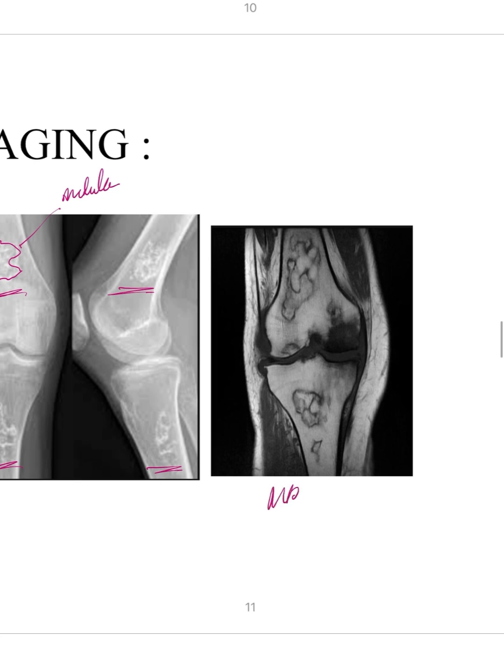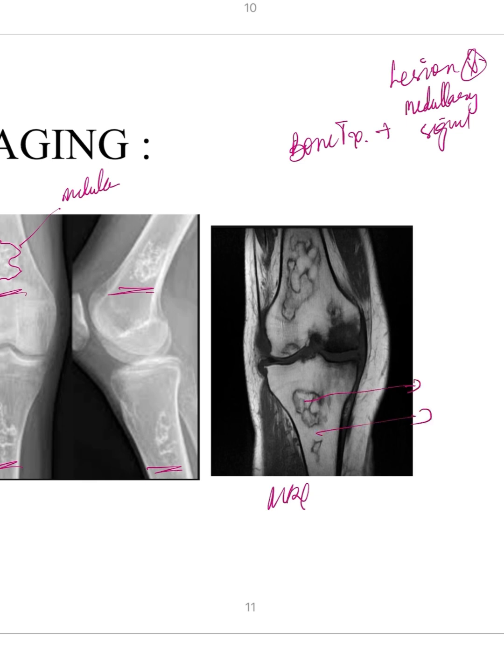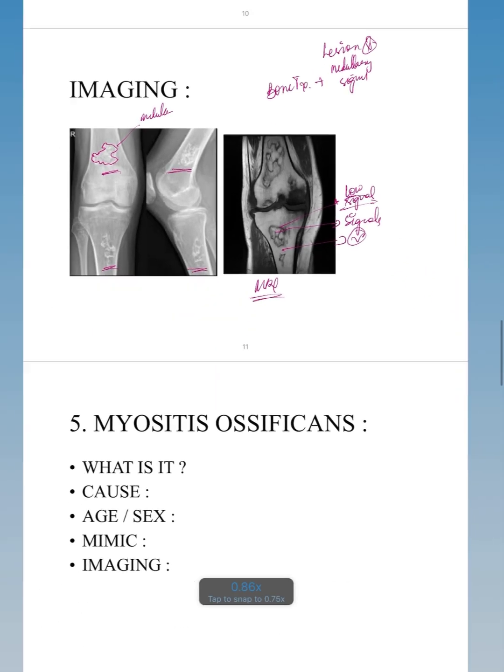So on MR, how do we say it? Unlike bone tumors, marrow tumors, where there is a difference in medullary signal and lesion signal, okay, medullary and lesion signal, there is discordancy. However, you can see that medulla and the lesion both have the same signals. Okay, the only thing is it is having a peripheral rim of low signal due to granulation tissue.